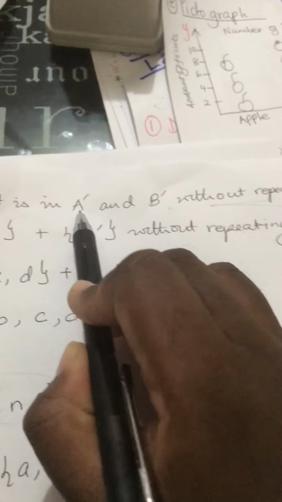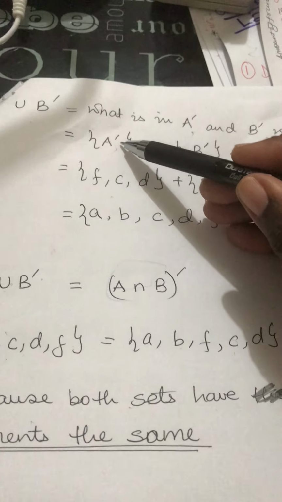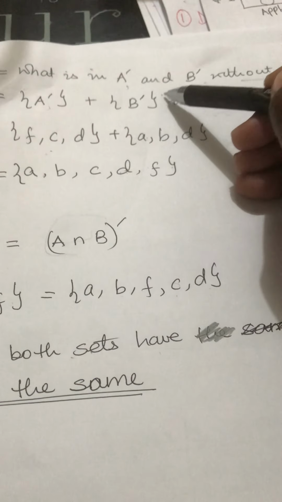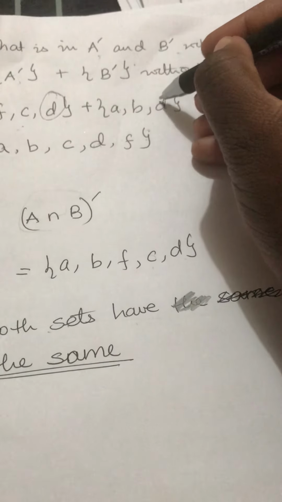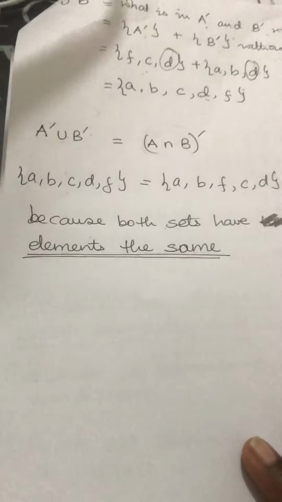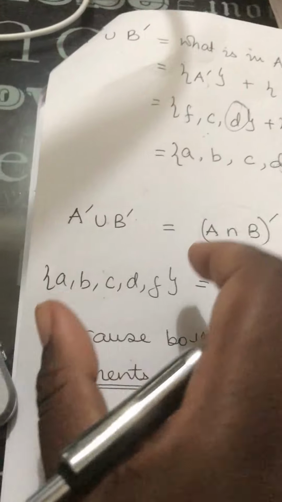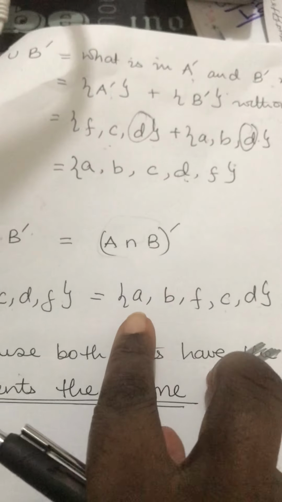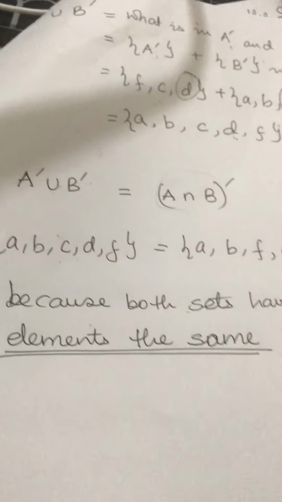A complement union B complement. What is in A complement and what is in B complement without repeating. So A complement is this, B complement is that, and then I write them together without repeating D. See? D is repeated, I will only write it once. Now, are they equal? So I brought this answer over here, and then I brought this answer from this work here. Okay? And are they equal? Yes, they are equal because the sets have the same elements.